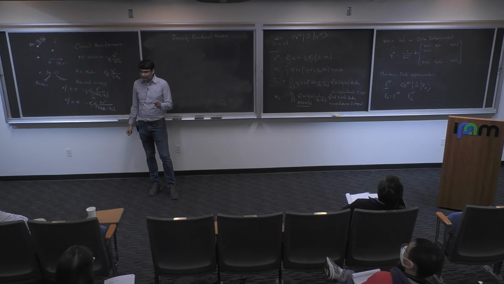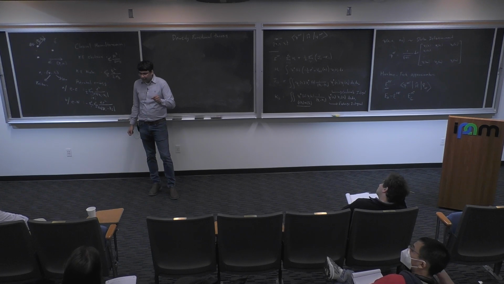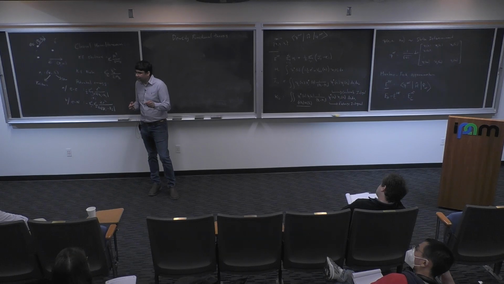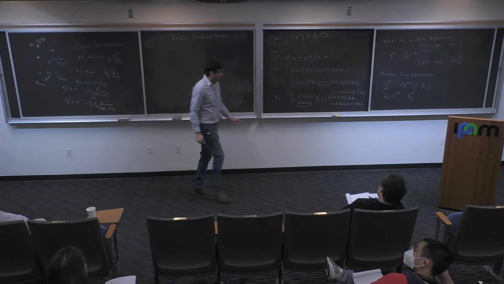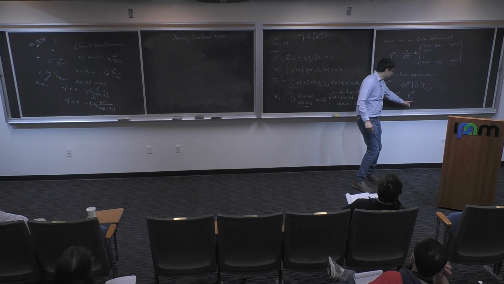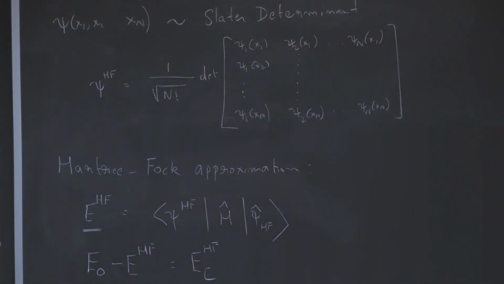So you miss the correlation as to if a particular electron is at a given point, how it influences the other electrons, not just from a mean field perspective, but beyond a mean field perspective. So that's the physics that it completely misses. And this difference, which is the correlation energy, is very small. It's typically of the order of 1% of the total energy. But that is what is most important to binding and many material properties.